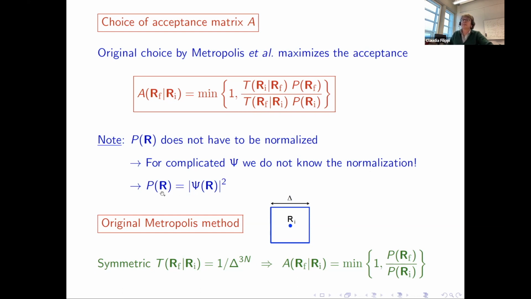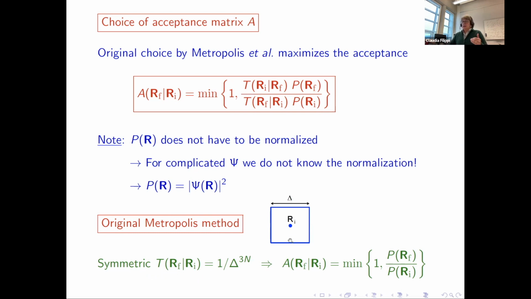Okay, and that's very nice because we don't know the normalization. So we can just take P of R to be our wave function squared, which we can, of course, compute. You can think about a Kohn-Sham determinant, for instance, or a Hartree-Fock determinant, and you may add terms to make it more complicated. In the original Metropolis method, the transition is something you choose, and it was chosen to be very simple, meaning symmetric.